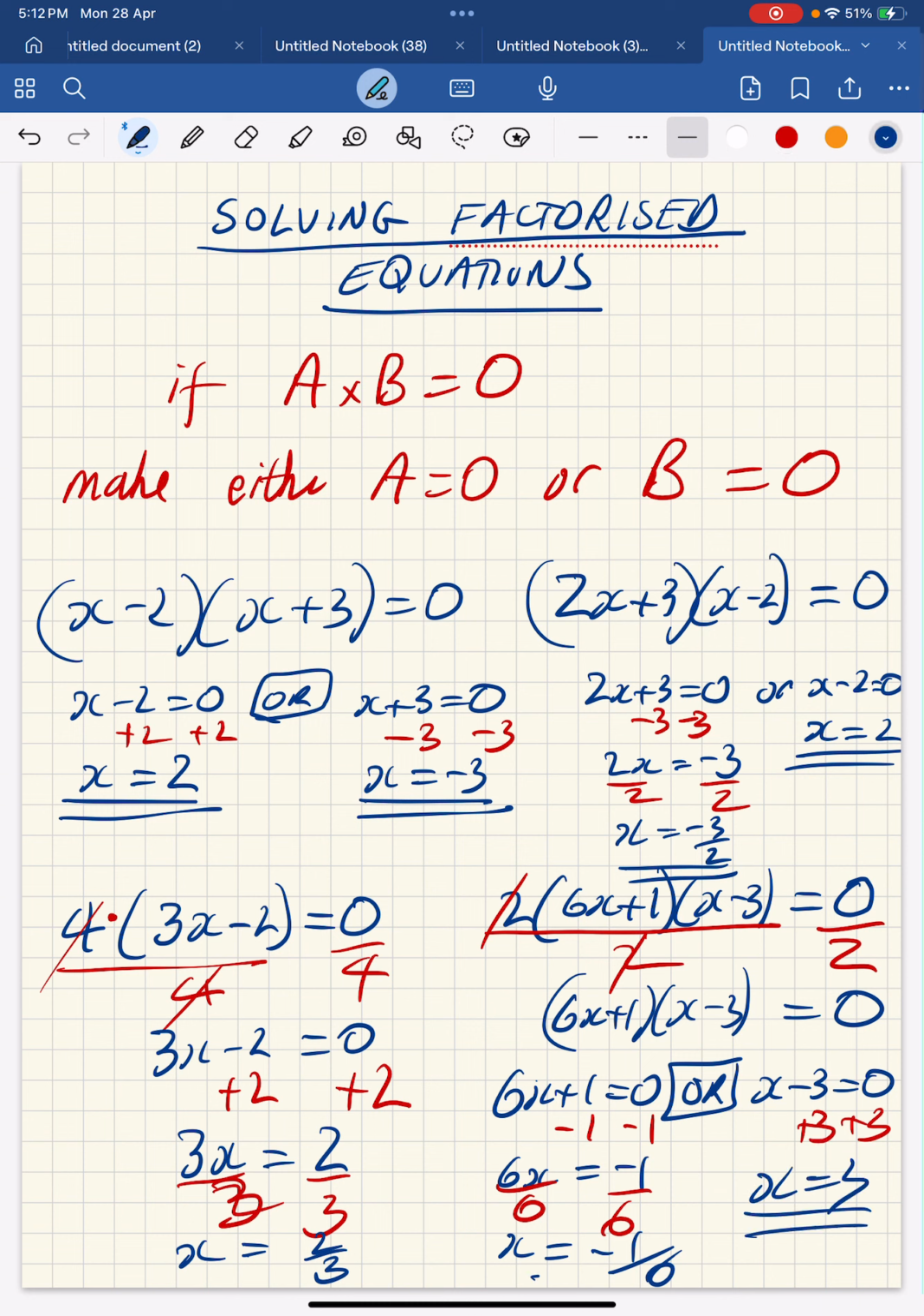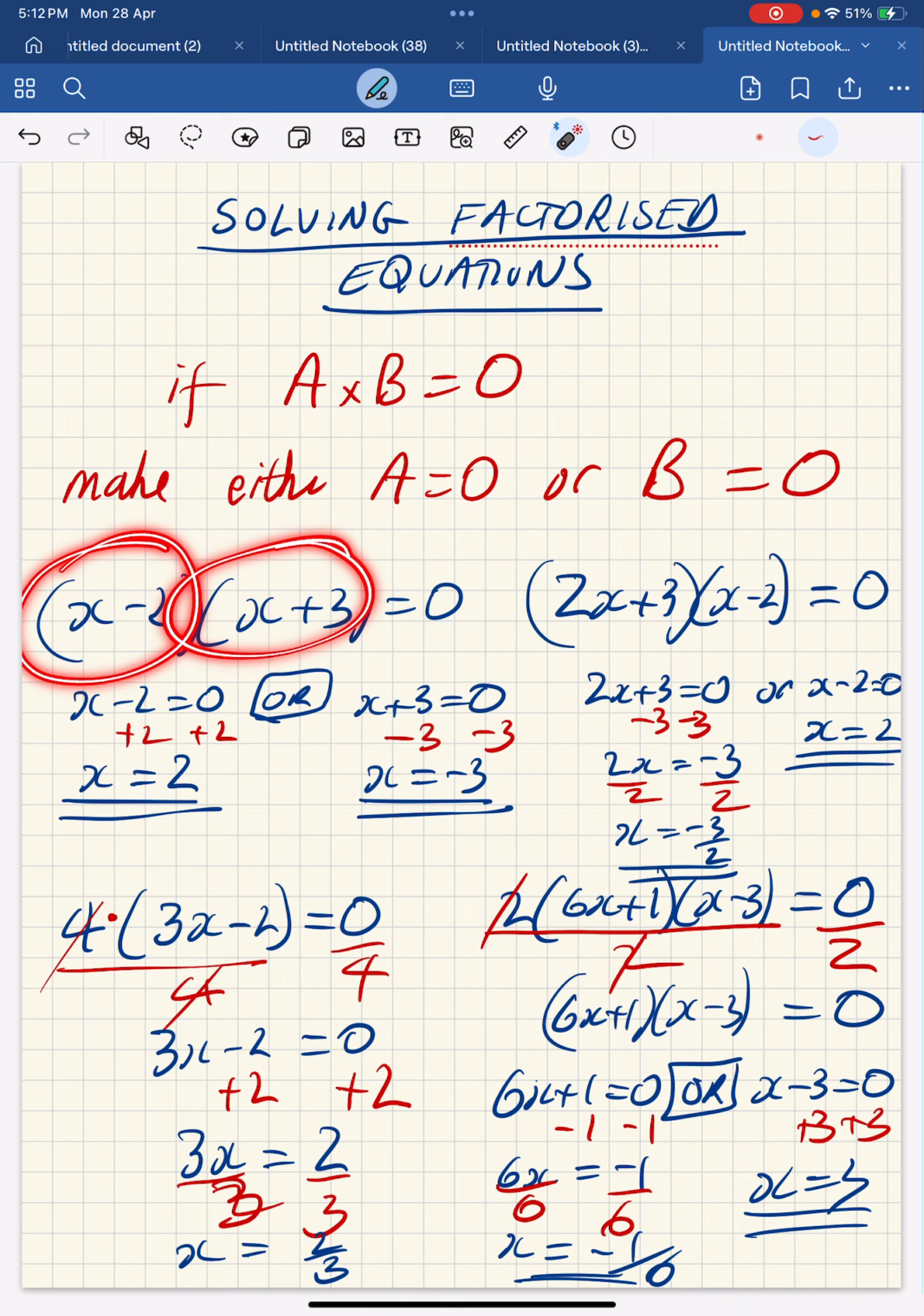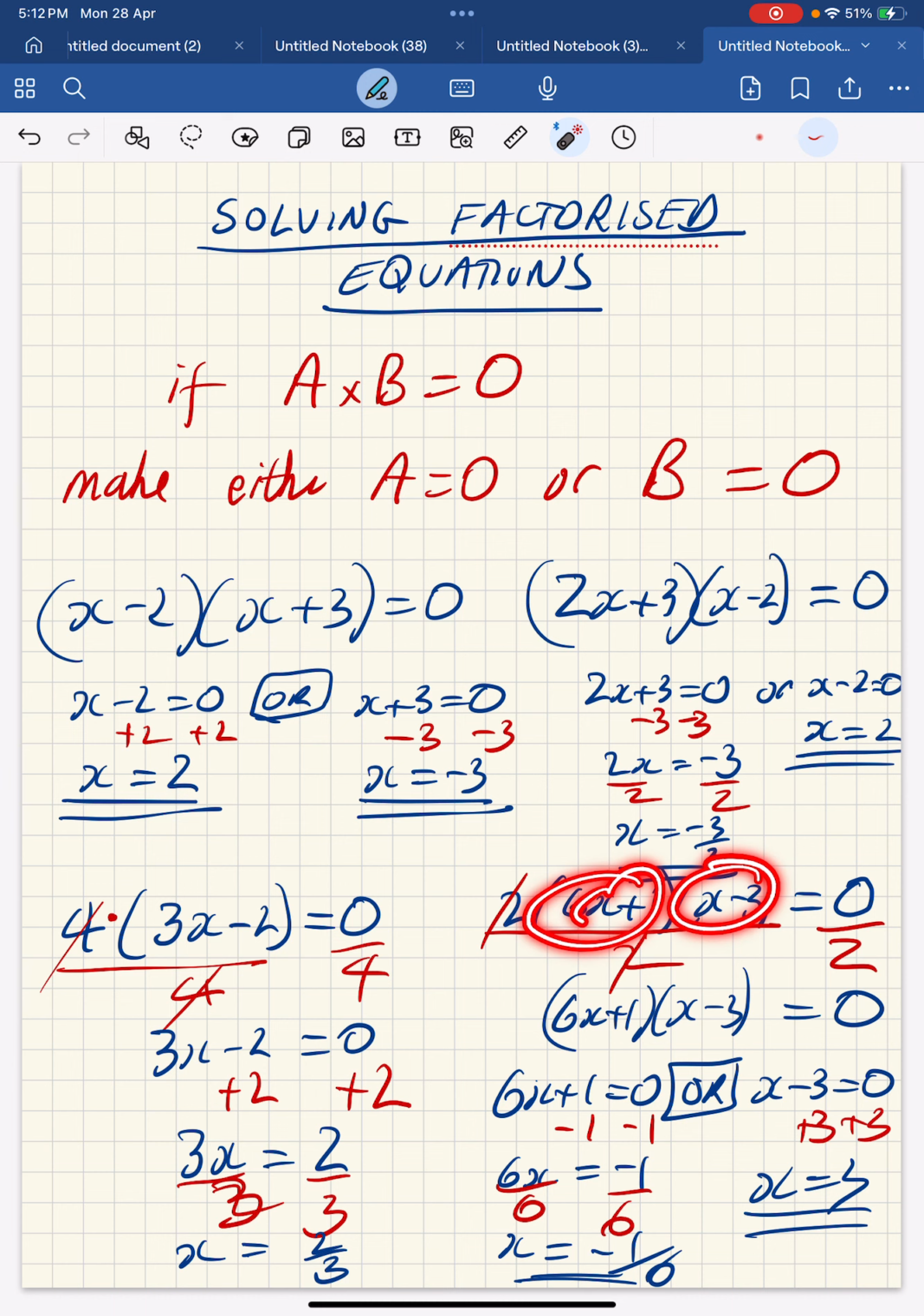So you can see for those equations, we've actually got two solutions. 2 factors, 2 solutions. 2 factors, remember, with the variable x in, 2 solutions. We've actually only got 1 factor with the variable x in, so therefore 1 solution. And 2 factors with the variable x in, therefore 2 solutions.